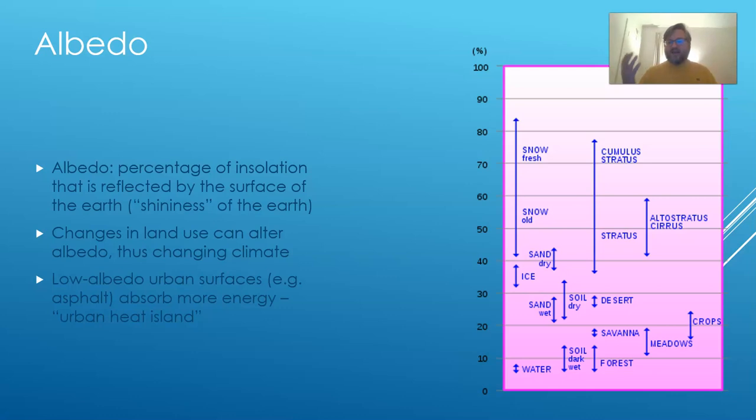So cumulus, stratus, altostratus, cirrus, those are all names of types of clouds. And we know clouds tend to be light-colored, right? Typical clouds are white. And so they're reflecting a lot of that solar energy back into space.